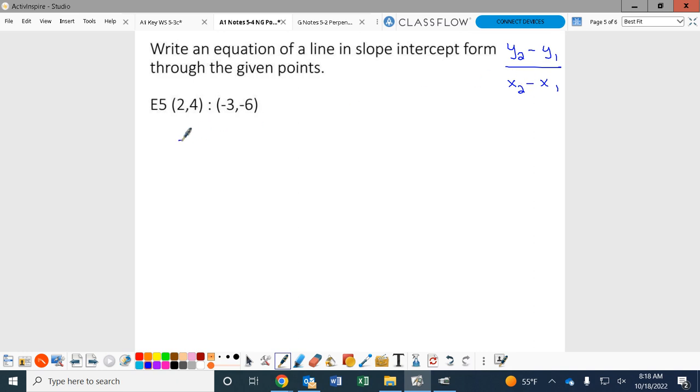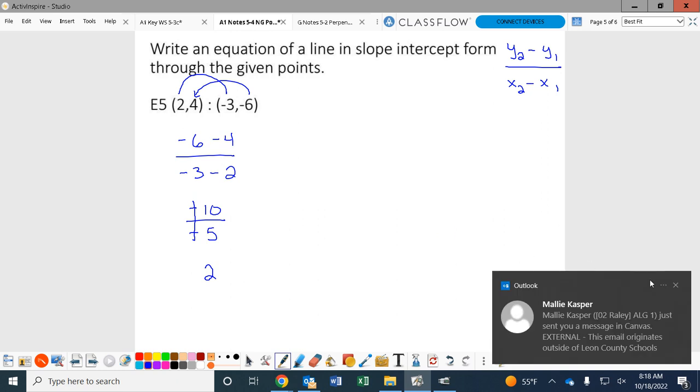I use this anytime I have 2 points. So it's going to be -6 minus that 4 over -3 minus that 2. So -6 minus 4 is going to put you at -10 over -3 minus 2 is going to be -5. And a negative divided by a negative is going to make it a positive. And then 10 over 5 reduces down to 2.